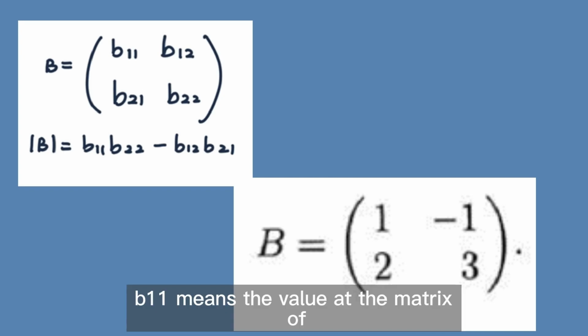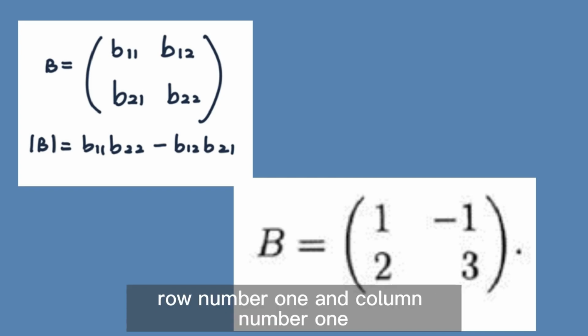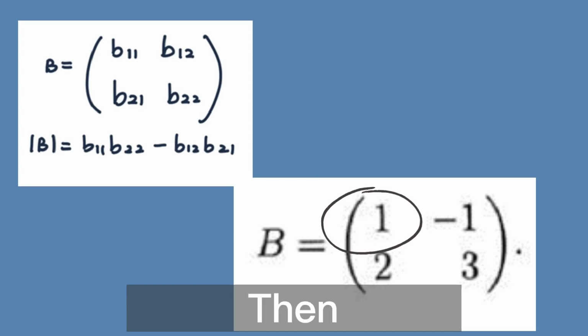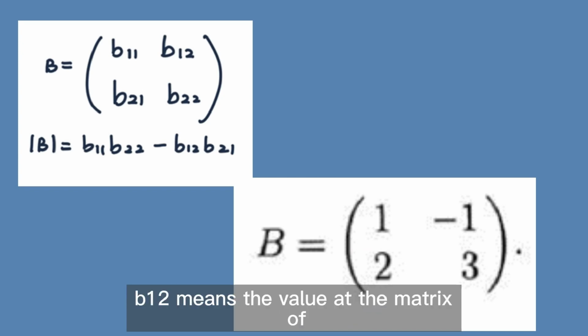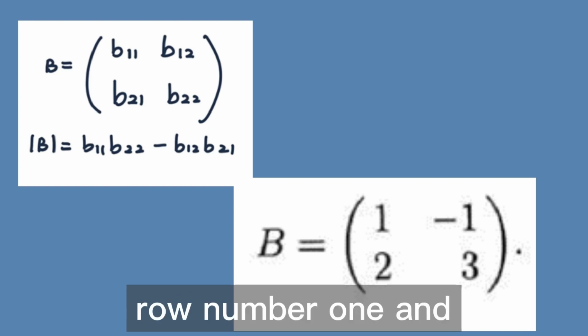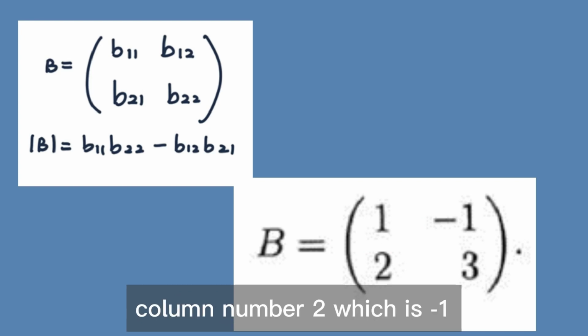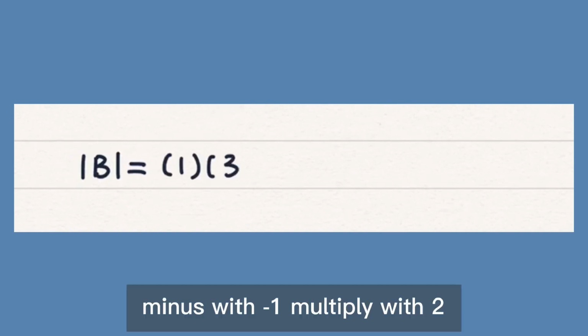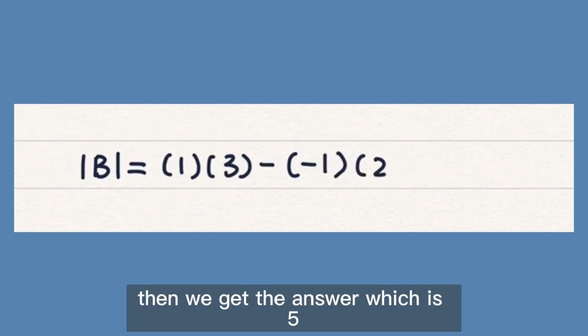B11 means the value at the matrix of row number 1 and column number 1, which is 1. Then B12 means the value at the matrix of row number 1 and column number 2, which is negative 1. Hence, we get 1 multiplied with 3 minus negative 1 multiplied with 2. Then we get the answer, which is 5.